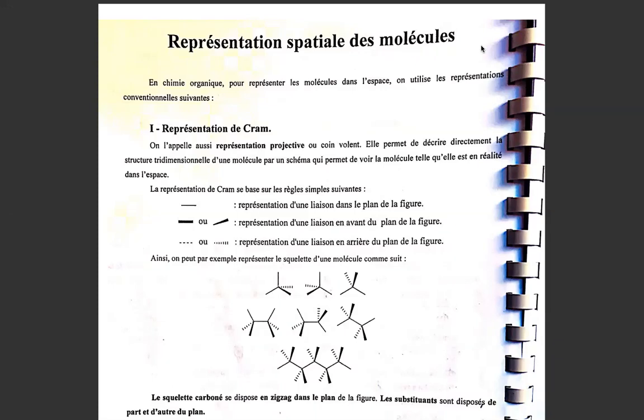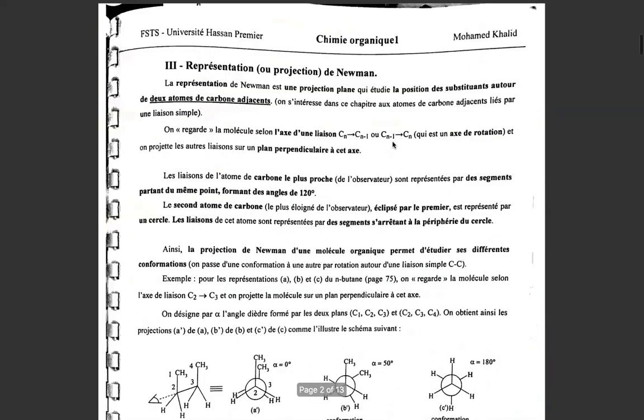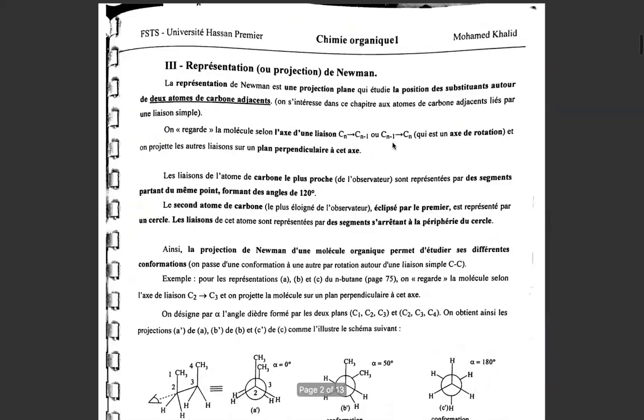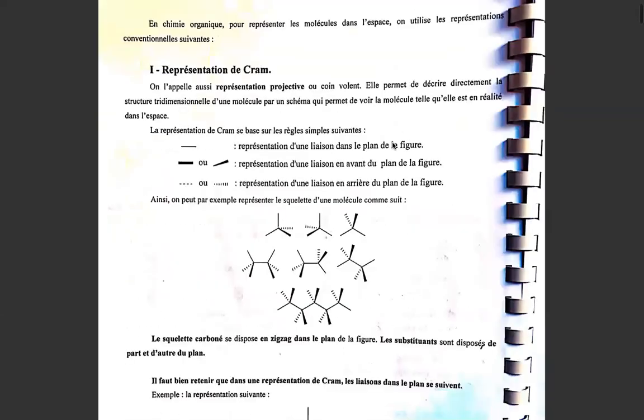There's a part where we're going to represent them in the 3D dimension, and a part where we're going to represent them in the plane dimension, etc. But for now, we are going to look at those representations that we can consider for different molecules. The first one is what we call Représentation de CRAM. The second one is Représentation de NEWMAN. And the last one is Représentation de Fischer. So we start with Représentation de CRAM.